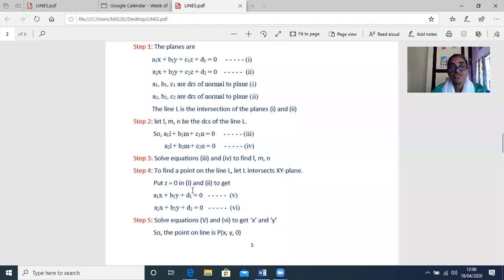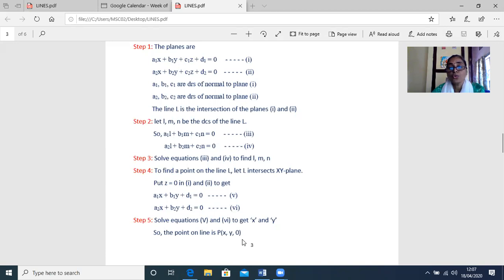So what you have to do is put z equal to 0 in the first two planes, 1 and 2. When you put z equal to 0, you get equations 5 and 6. Now these two equations are in two unknowns x and y. You solve them to get the values of x and y. So what is the point of intersection? P is x comma y, and already we took z equal to 0. So you are arriving at a point on the line, x, y, 0.